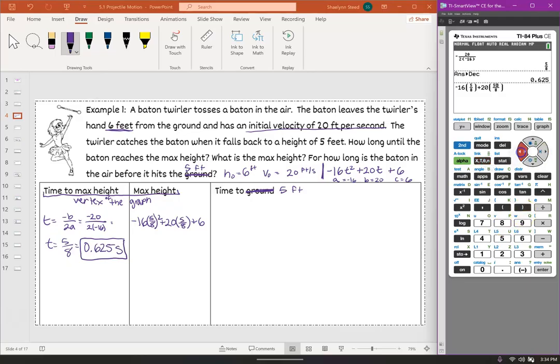Oh, I forgot a squared. Oh no. Put the squared there. And then we can put our parentheses. Perfect. All right. Plus 5/8 plus 6. Hit enter. We get 49/4. So h of 5/8, which is our time to max height, is going to be 49/4, which is the same as 12.25 feet.